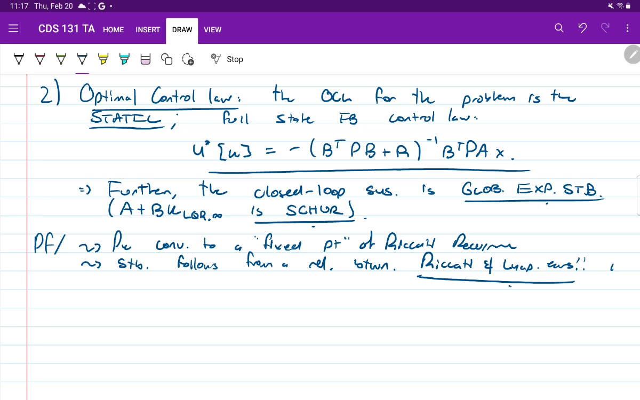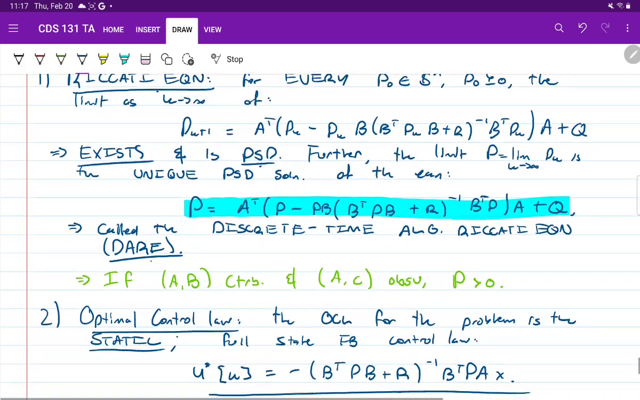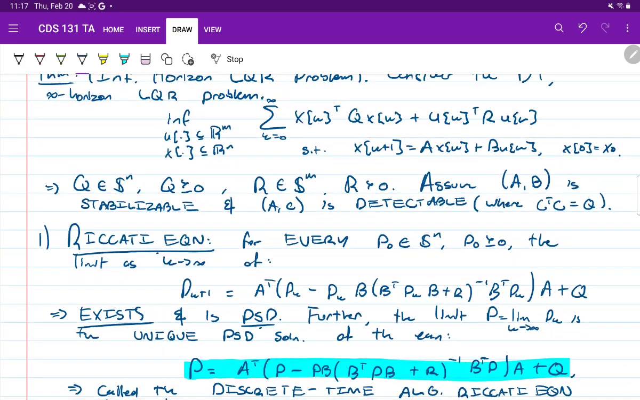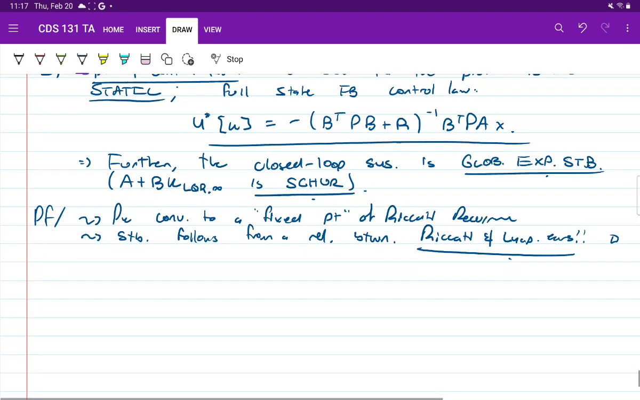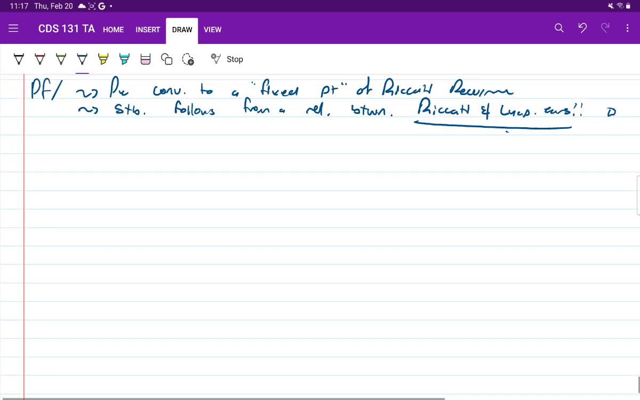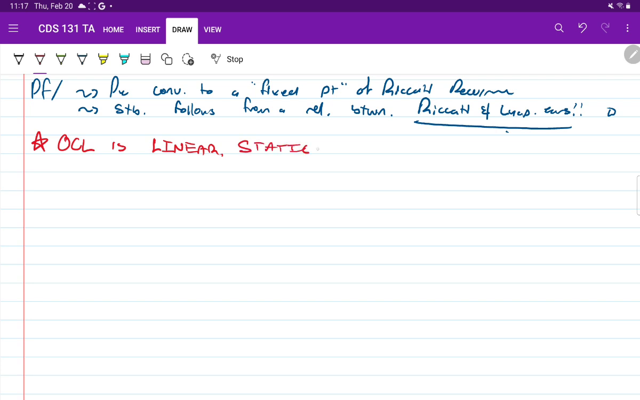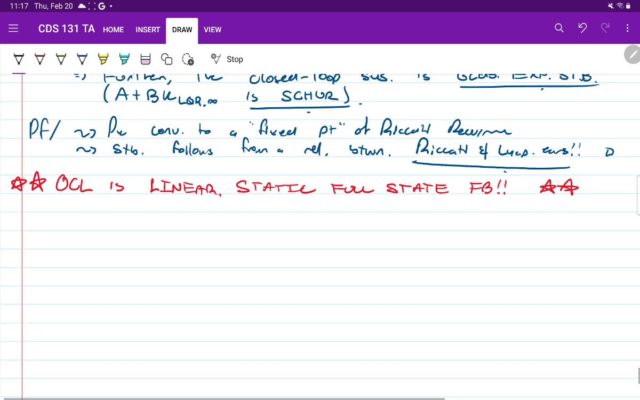So again, I'll include a proof in the notes of this, but this one is a little bit more technical than the previous theorem. Okay? All right. So this kind of concludes our discussion of discrete time LQR, right? Where we see that our optimal control law is linear, static, full state feedback. Something that's really kind of impressive: it turns out this class of apparently really simple controllers, which we introduced the other day, is actually optimal for this really powerful optimization problem.